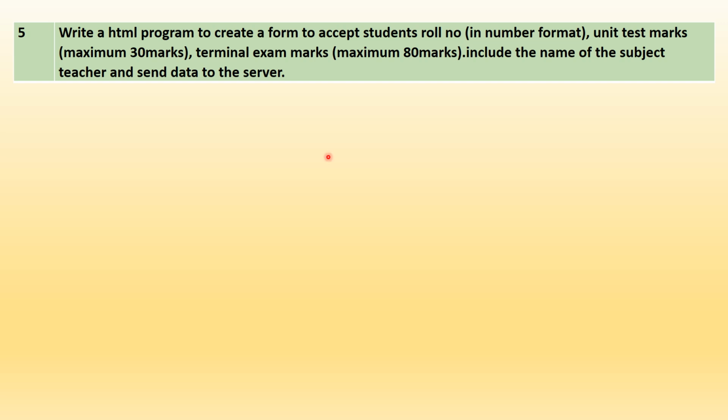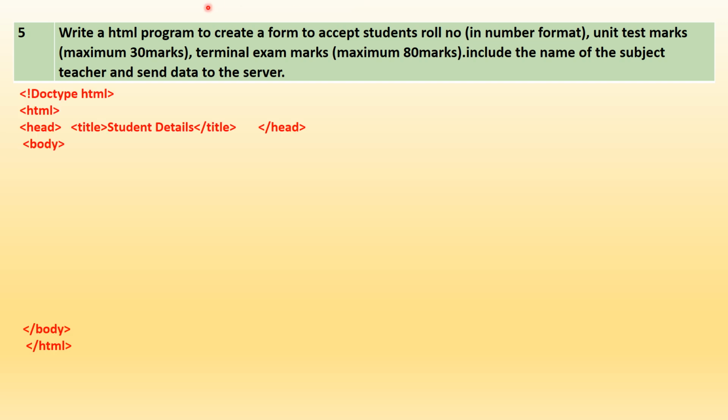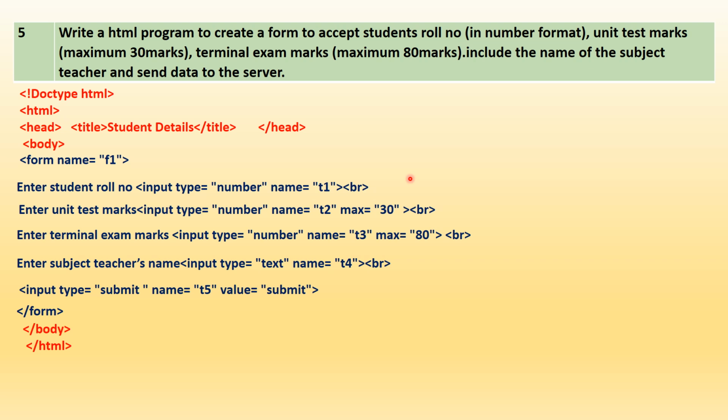In this question, it is to create a form to accept student's roll number. So that is student's details. So here for the title, I'll mention student details. Next, the first one is to accept roll number in number format. So for the number format, you have to mention input type equal to number. You cannot write text here.